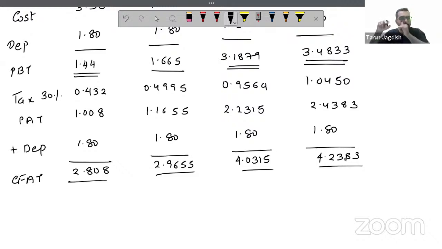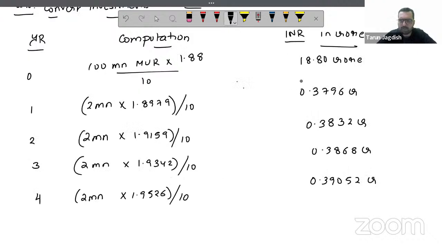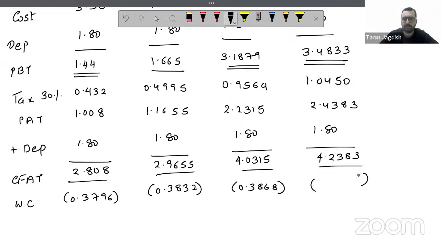For calculating the NPV, ideally to this, what am I supposed to do? I am supposed to also consider the working capital that has been incorporated, correct? So how much was the working capital that we found out over here? 0.3796, hold on. 0.3796, 0.3832, correct? 0.3868, and the last year will be 0.3905.